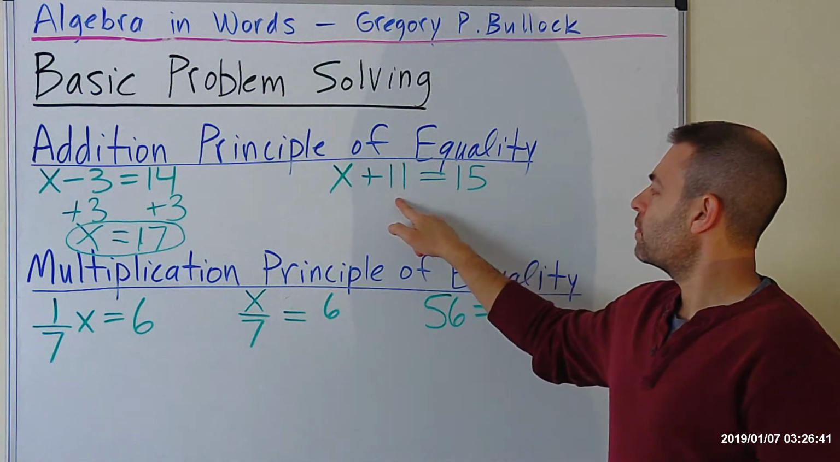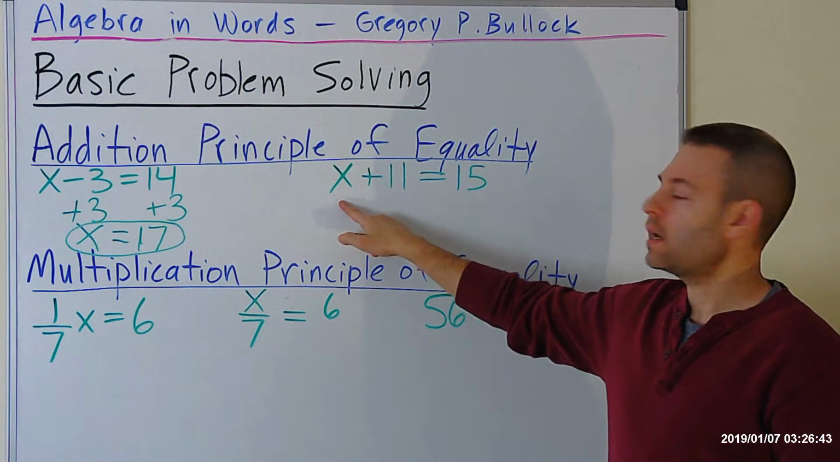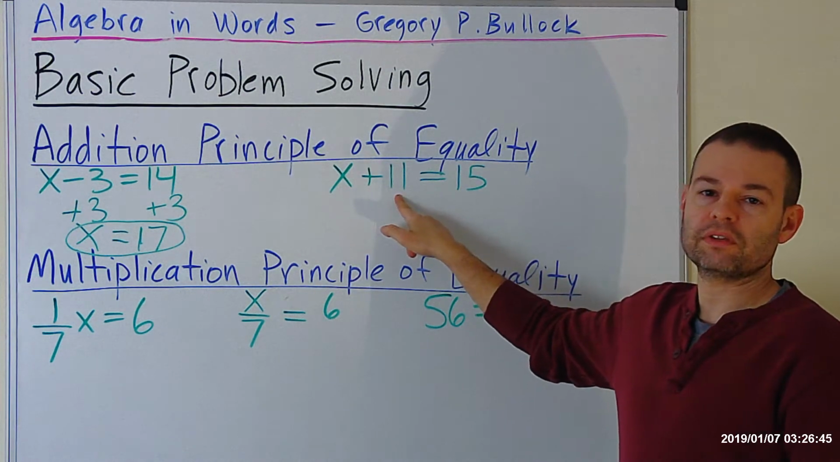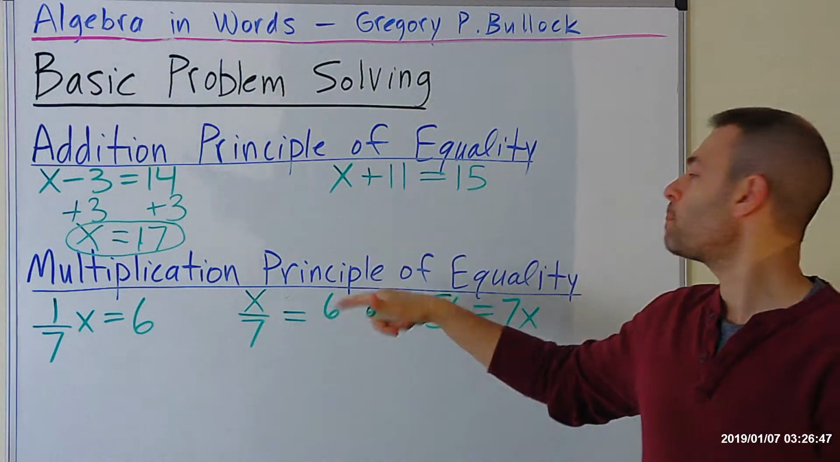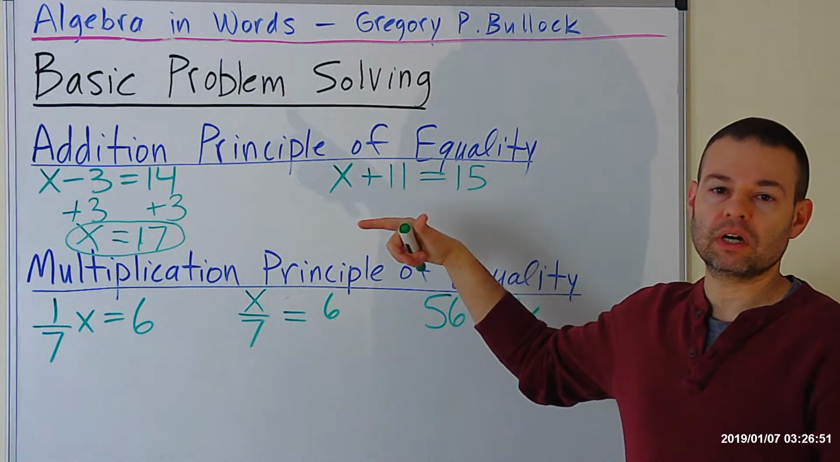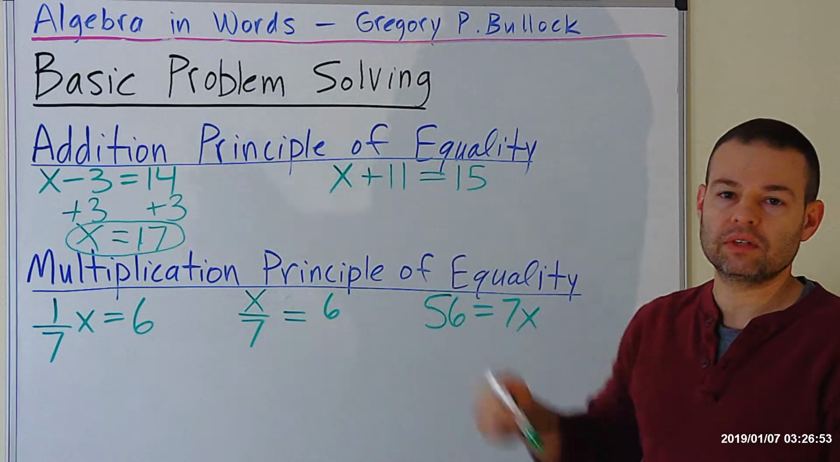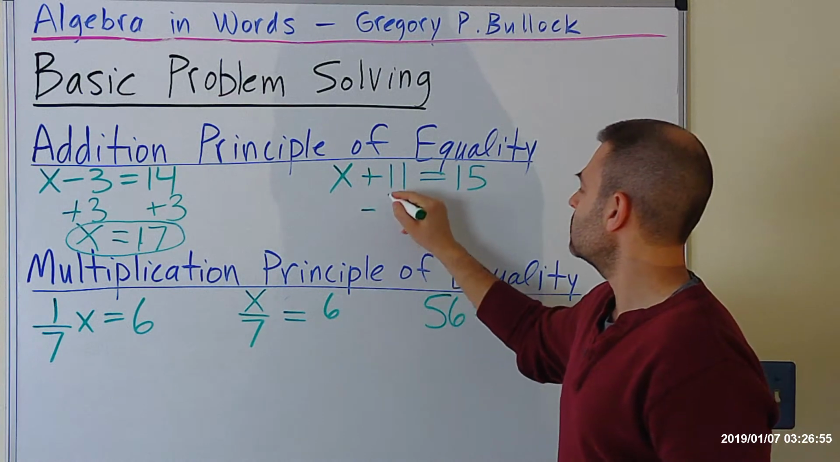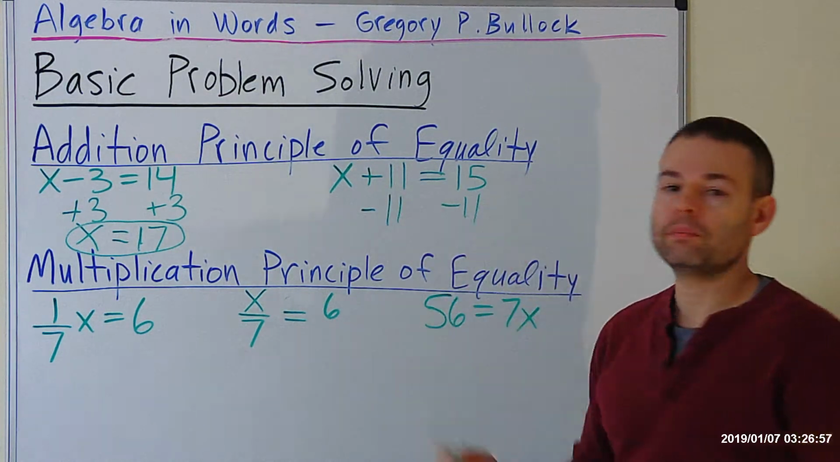Again, what I want you to think of is we want to isolate the x. How do we do that? Well, it's to move the 11 to the other side. How do we do that? What do you have to add to 11 to make it become 0? Its opposite, which is negative 11. So I'm going to subtract 11 from both sides.